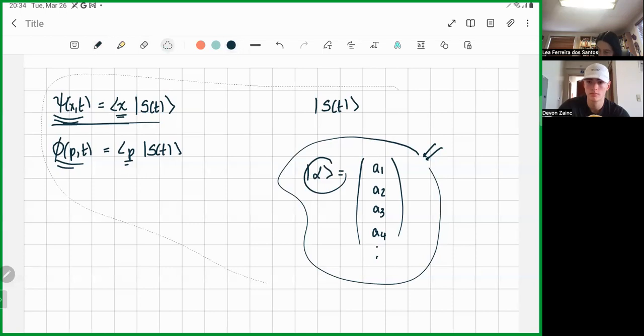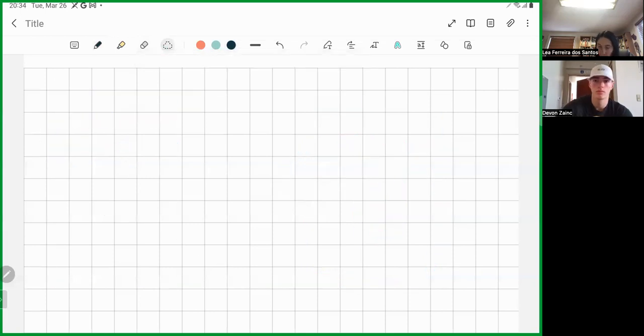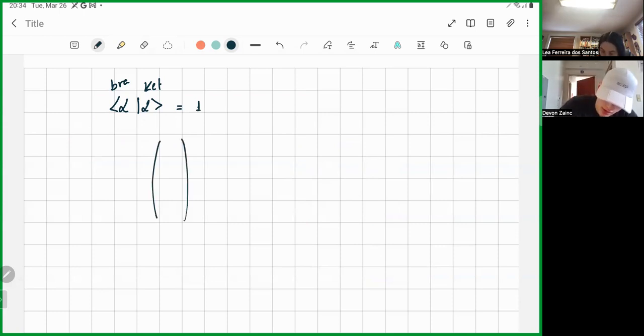So let me get rid of this. If I have this ket, when I put it together with the bra, I have now the bracket, this inner product. If it's normalized, we know it's 1. Well, what does it mean? So the ket is that column vector. I'm going to put 3 elements if I was in a space that is 4 by 4.